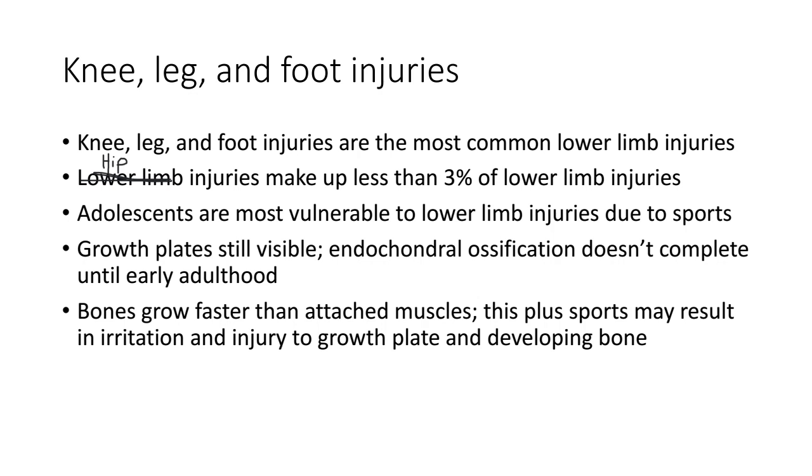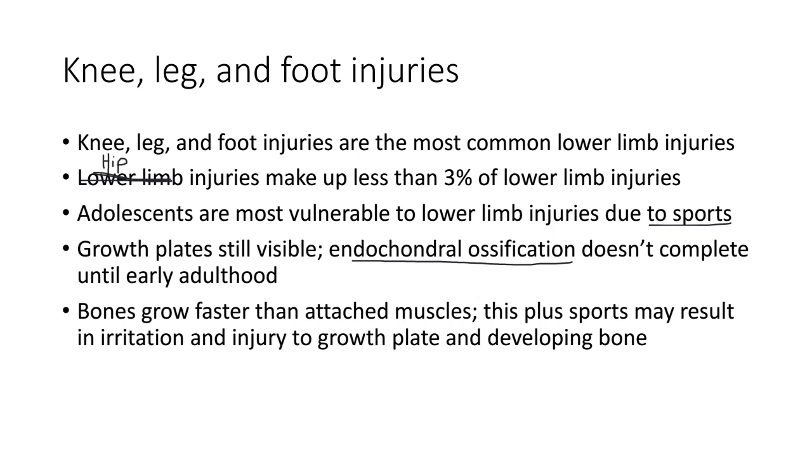Hip injuries make up less than 3% of lower limb injuries. Adolescents are most vulnerable to lower limb injuries because of sports and overuse. In adolescence, the growth plates are still there, so they're still visible, and ossification of these bones would go through endochondral ossification. It's not complete until early adulthood.